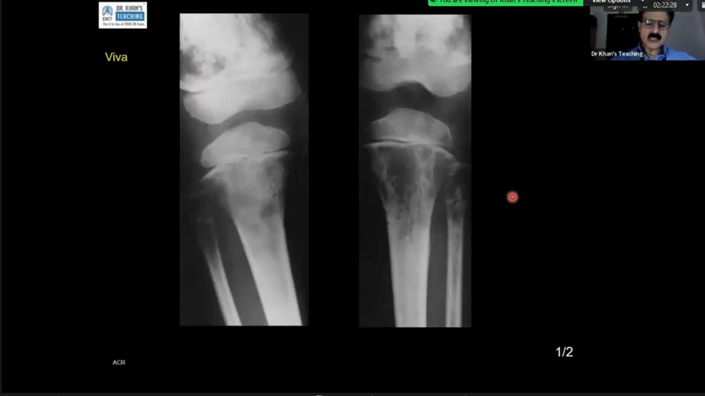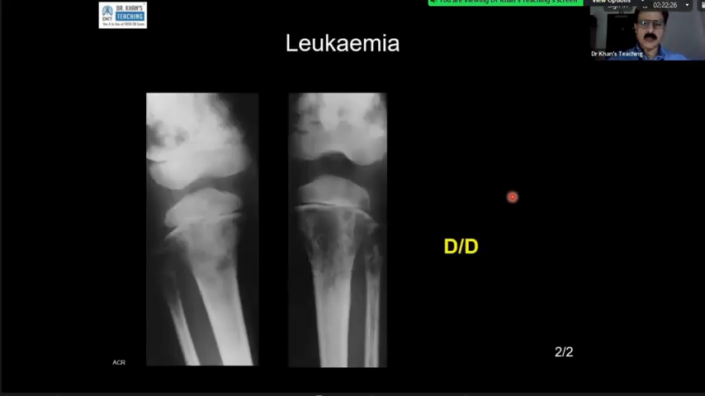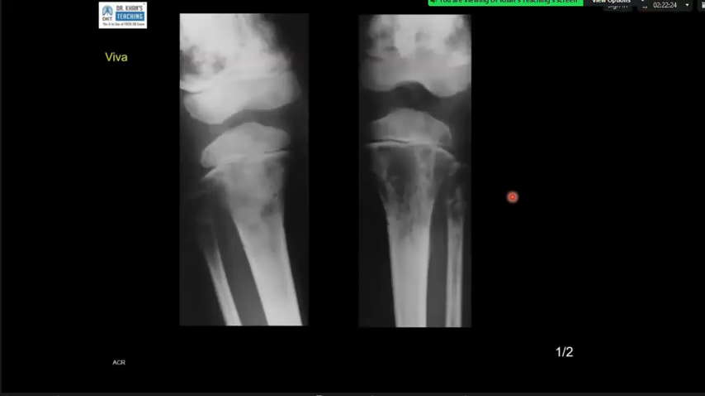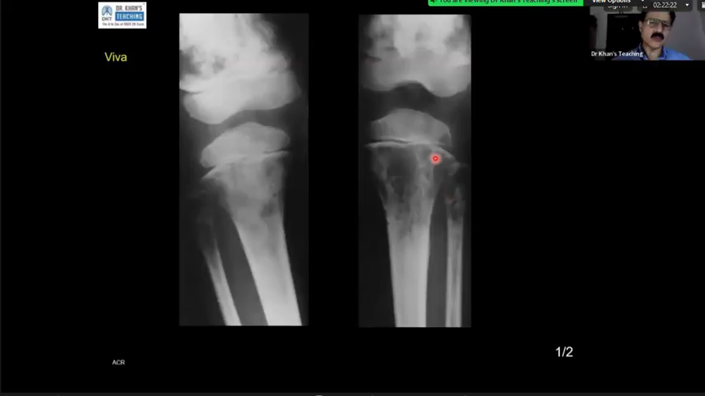Now, this is a case of leukemia. If you see the findings, first of all, look at the metaphysis. This metaphysis is abnormal, this is abnormal, this is abnormal. So there is a metaphyseal abnormality. Then see the pattern of the abnormality. It's a very moth-eaten type of appearance. It is a very aggressive looking appearance.